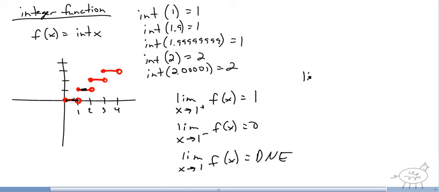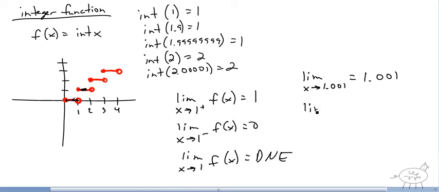Okay, what about the limit as x approaches 1.001? What's that equal to? All right, because it's a two-sided limit. But that's not where it's a critical point where it's jumping from one value to another. So that's equal to 1.001.